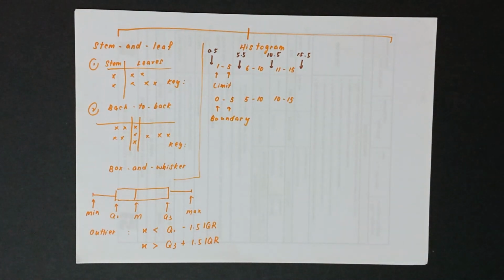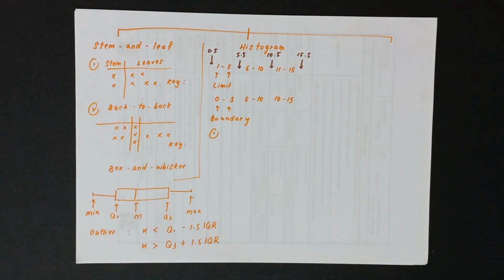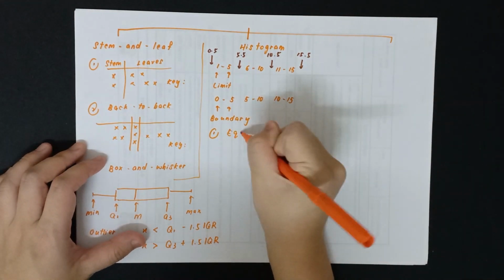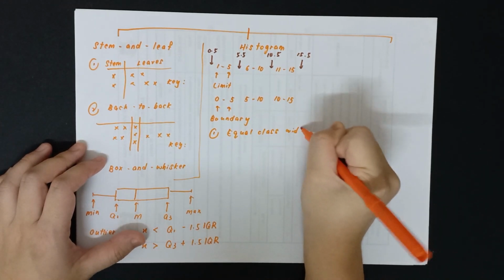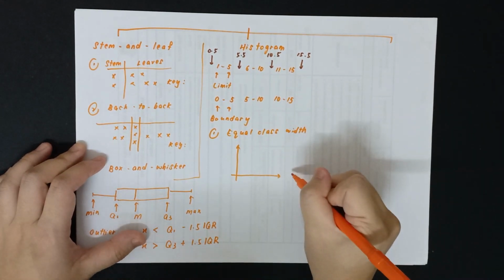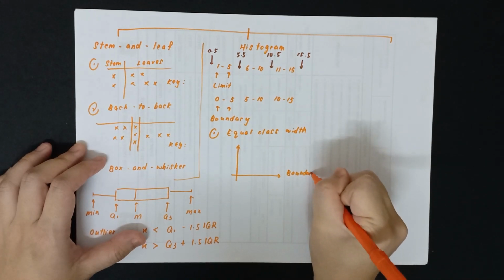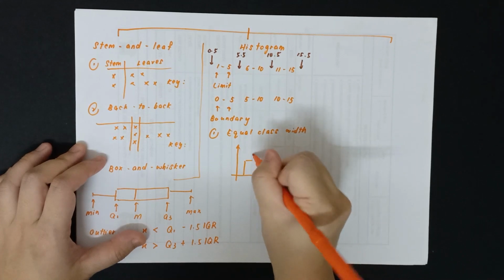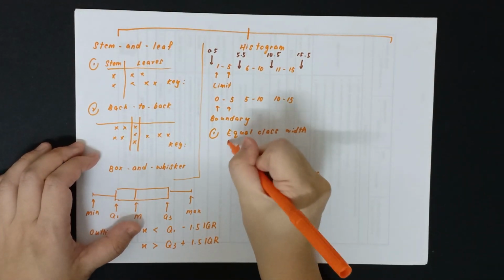Under histogram, you have two types. The first one is when the width of your limit is actually the same, so equal class width. What you do is the normal one, where here will be your boundaries, which will be something like this, and just roughly draw it. Then here is basically your frequency.